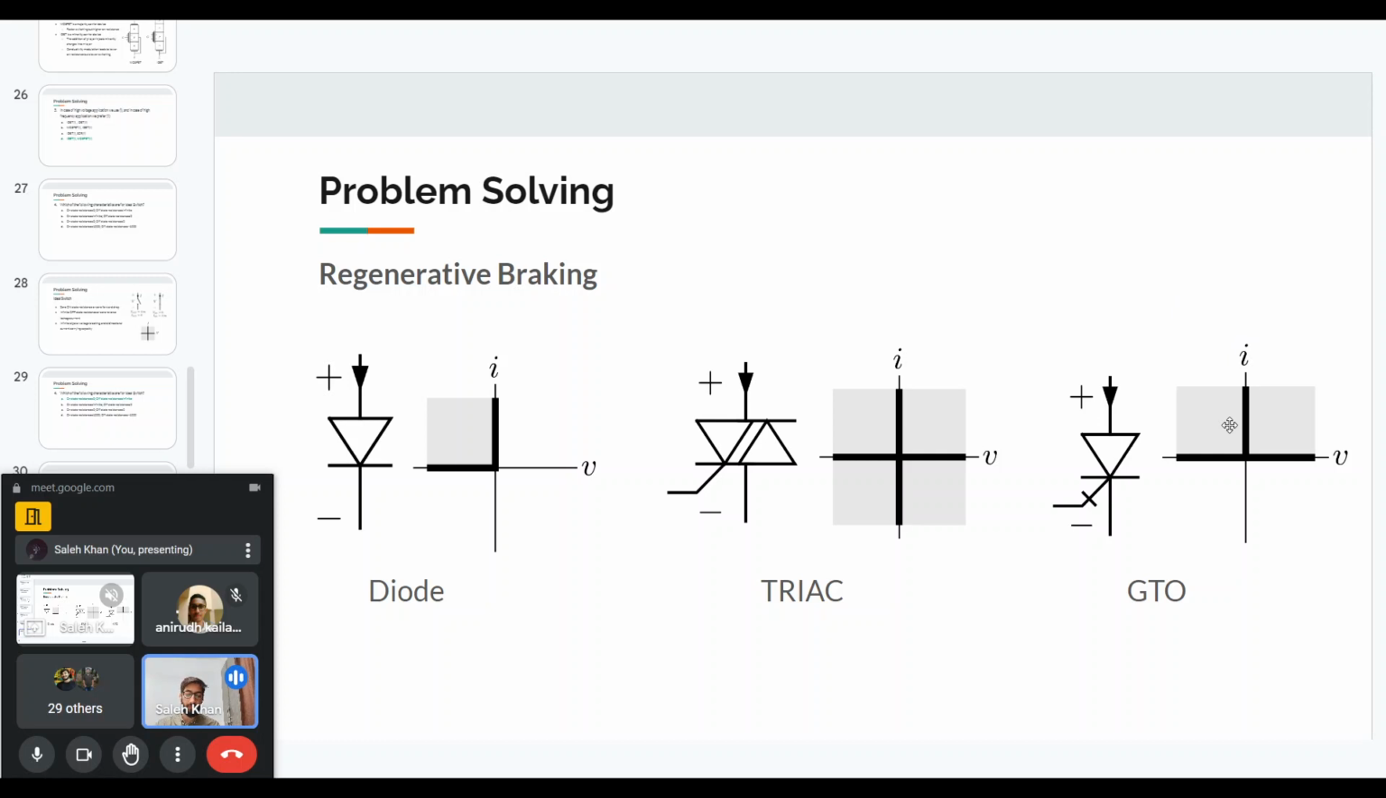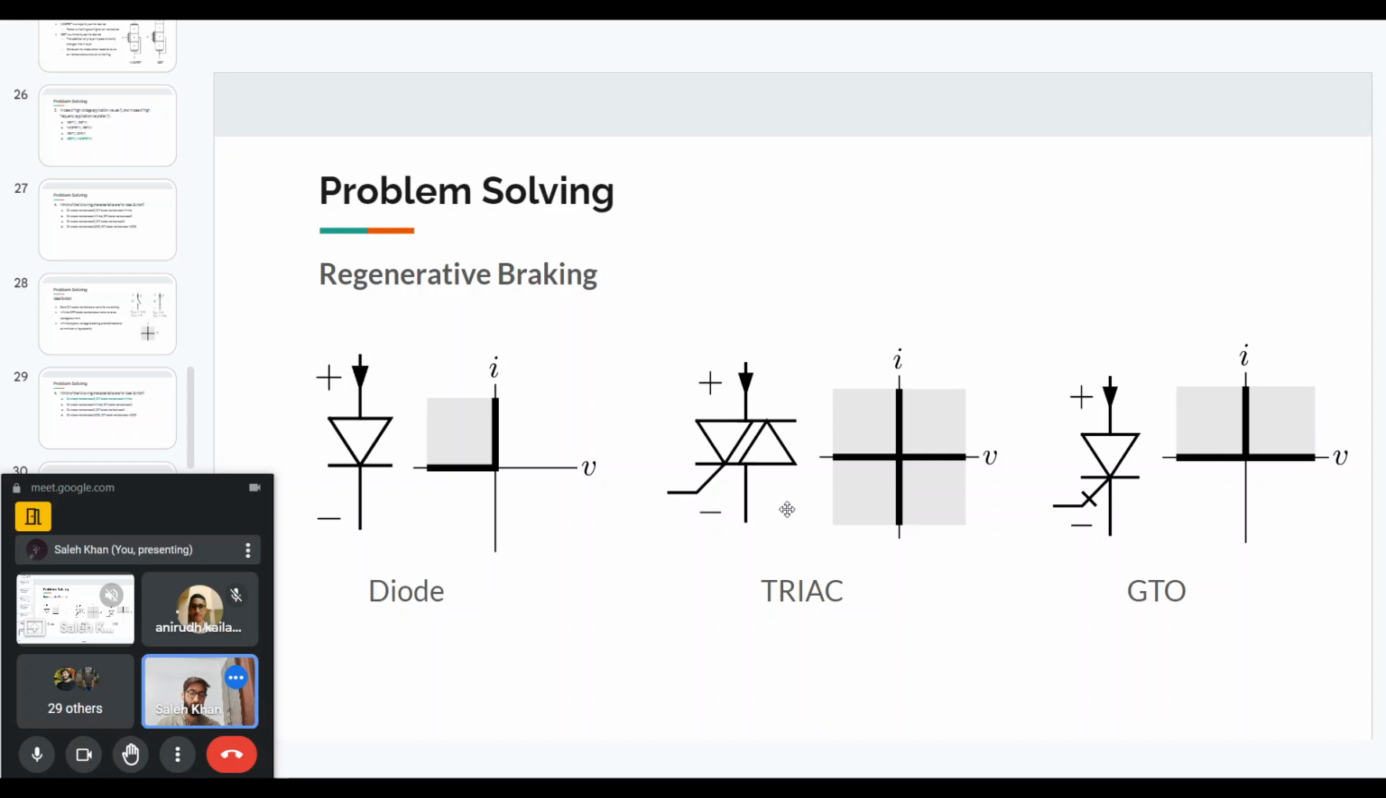The GTO, on the other hand, in addition to negative voltage blocking and positive current, will also block positive voltages. So it is a two quadrant device. Voltage times current is the power. So the power for the GTO can change sign. It can be positive as well as negative. For the diode, it will only be in one direction, and it cannot go positive. But for the GTO, the power can be in the positive direction as well as the negative direction.